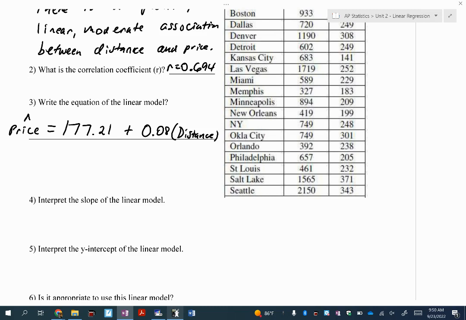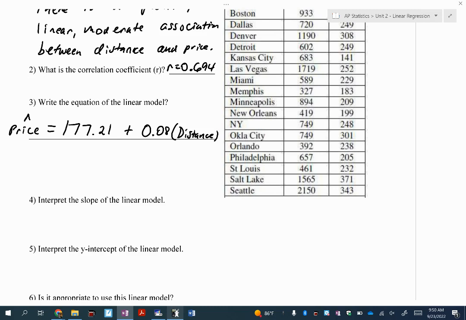So interpret the slope. Let me tell you what the slope means with zero context. Okay, this is no context. The slope means that if I increase my x unit by 1, then the y value should change by the slope.